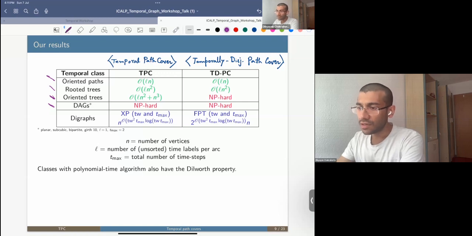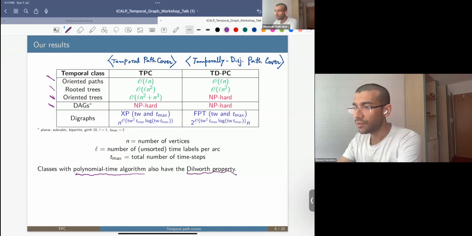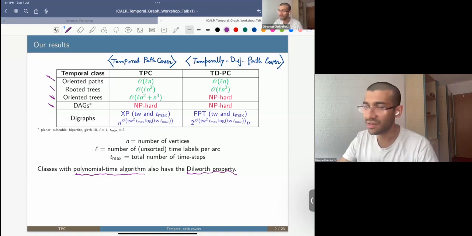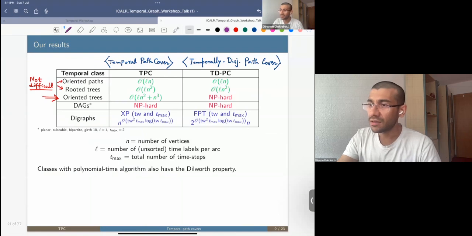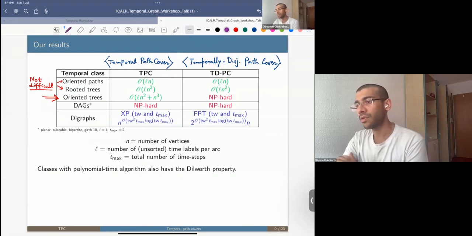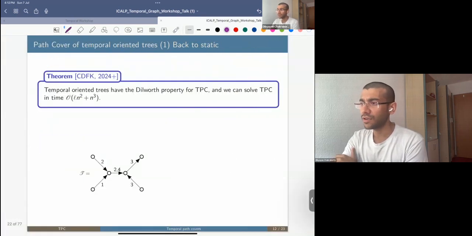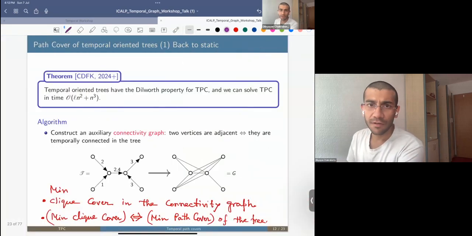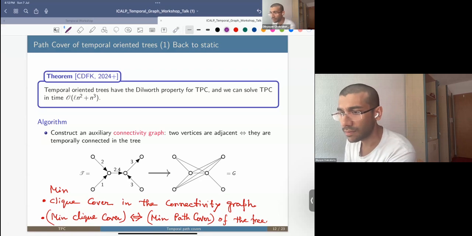Now, what we noted was that whenever we had a polynomial time algorithm, we also had the Dilworth property for that class of DAGs. I'm not saying that there will be any Fanon leaf connection between them, but it's a thing that we noticed. So, as I said, I will mostly focus on our algorithm for oriented trees. And the idea of the whole algorithm is quite simple.